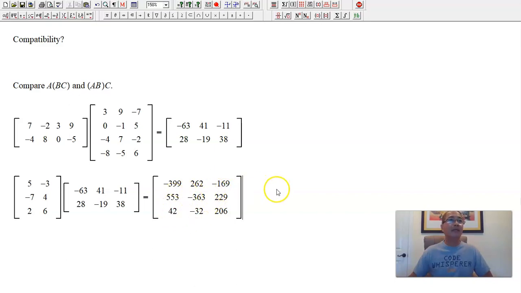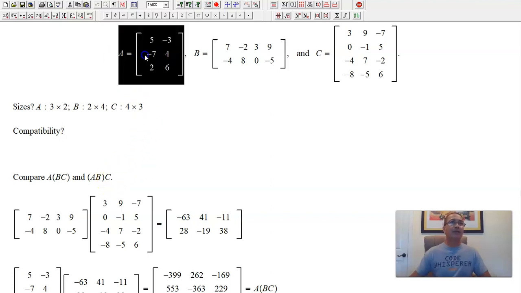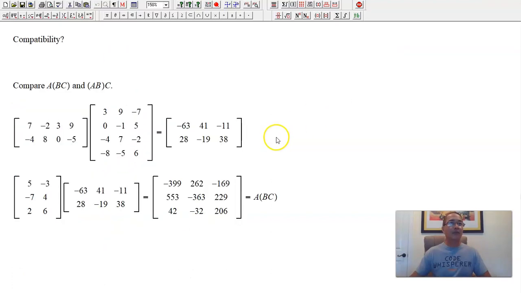Oh, good grief, we have really big numbers. And that's no surprise because you're multiplying numbers together and then adding them up. Okay, so that is A times the quantity B times C. Okay, so now what do we do? Let's compare to A times B first and then by C. So let's copy all three matrices so we can scroll down.